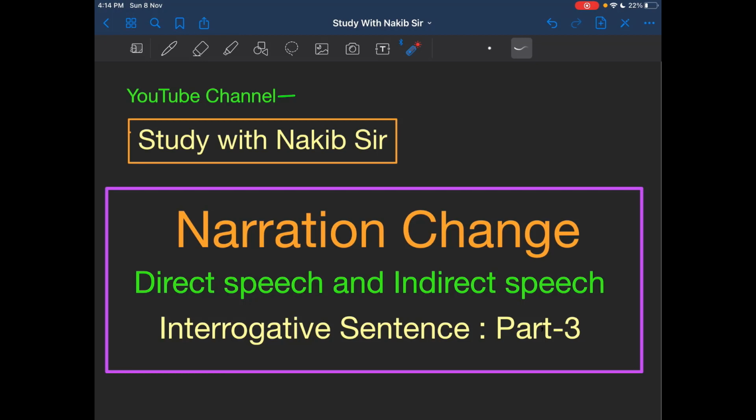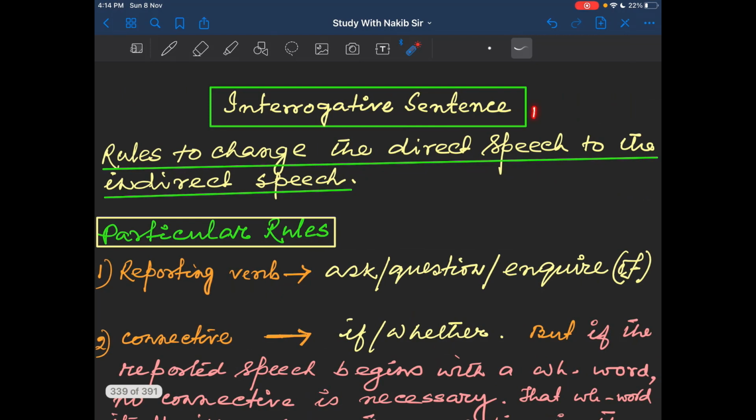Our today's lesson: narration change, direct speech and indirect speech, part 3, interrogative sentence. Now come to the point. Interrogative sentence, and see the rules to change the direct speech to the indirect speech. You know there are 5 rules to change a direct speech to the indirect speech in English. Out of these, the first 2 rules are called the particular rules, the sentence-specific rules, while the last 3 are called the general rules. Okay, now see the particular rules.